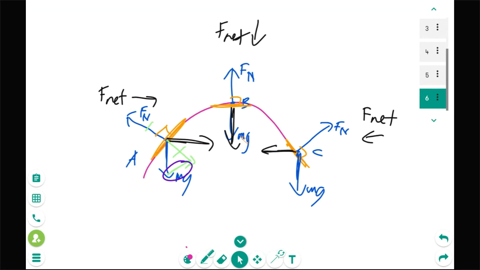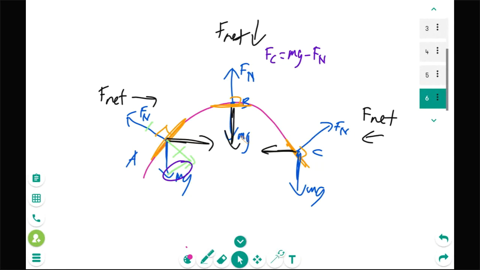So that's point A. Point B is a little bit clearer. We need to have our centripetal force be equal to the weight minus the normal force. So gravity, again, is bigger. They're not equal in magnitude here because we need to be accelerating through here.